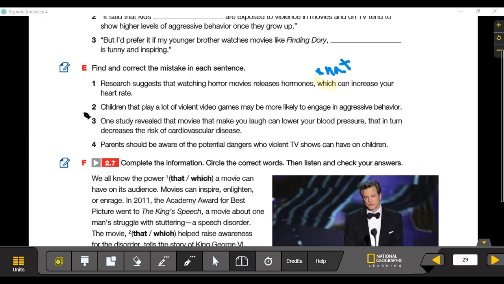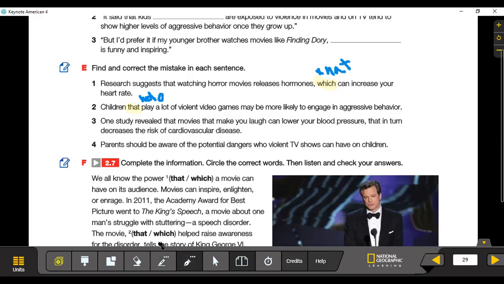So for number 2, who wants to help me read number 2? Me. Children that play a lot of violent video games may be more likely to engage in aggressive behavior. And what is the mistake? That. And what did you put? Who. Correct. So I'm just going to put it like this, who, and then we're going to check if this is the correct answer.